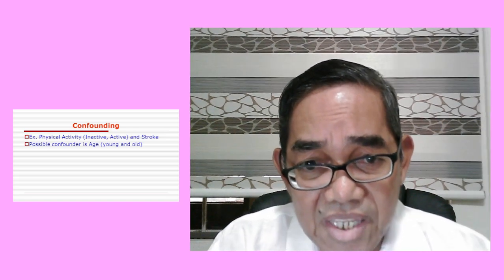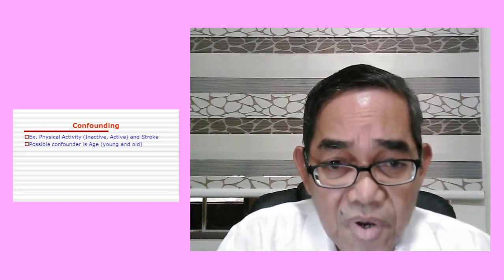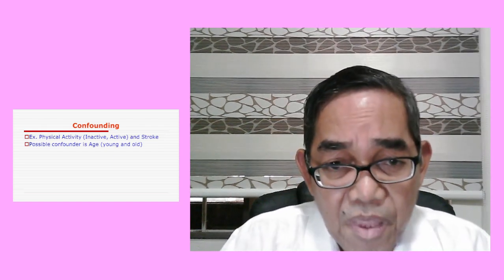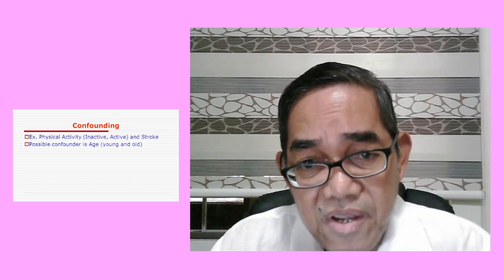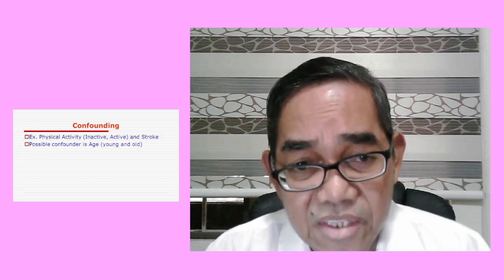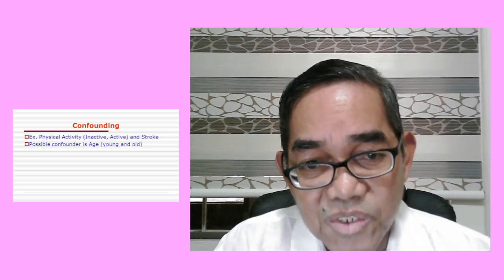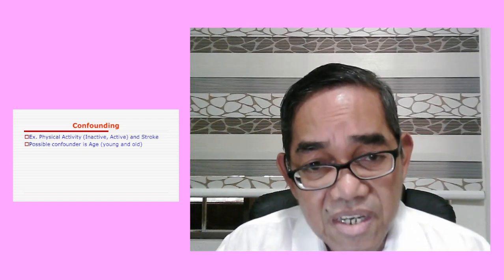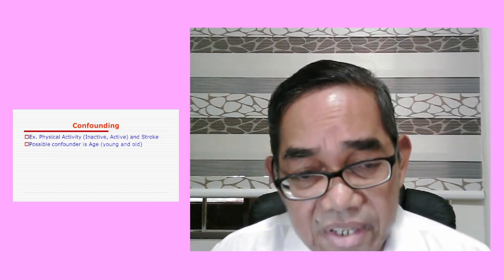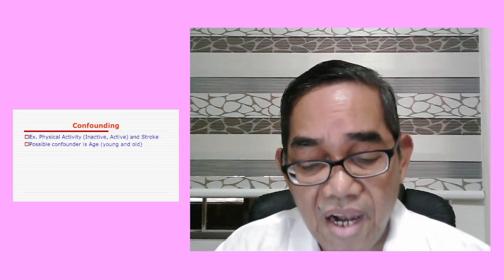Okay, but that's your first criterion. But its relationship, the second criterion, I should say, the relationship of age with stroke is independent of its relationship with physical activity. So now age has fulfilled the criteria for a confounder, and therefore we can say that age is a potential confounder.